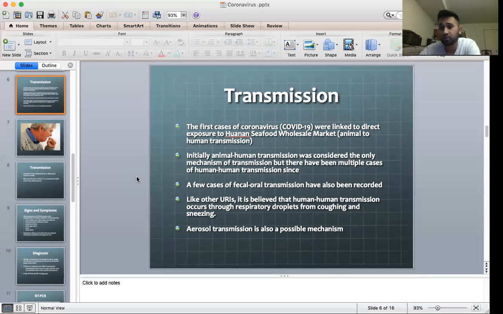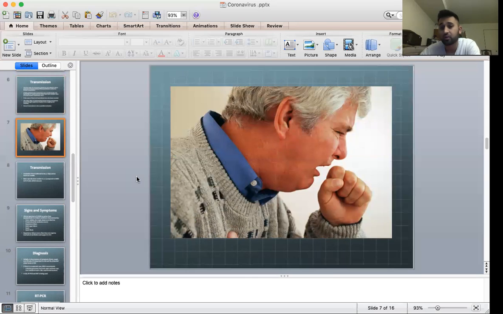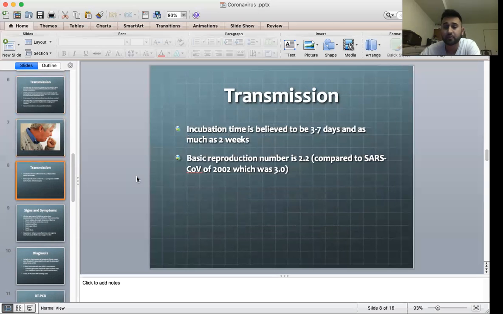So, like any other upper respiratory tract infection, it's believed that it's going to spread human to human through respiratory droplets, which would be coughing, which would be sneezing, and aerosol transmission is also a possible mechanism. Just because there's so much unknown about this virus, they're just being very, very careful about how this could actually be spreading. So they're also calling aerosol transmission a possible mechanism. Just a picture of someone coughing, so just maybe that sticks.